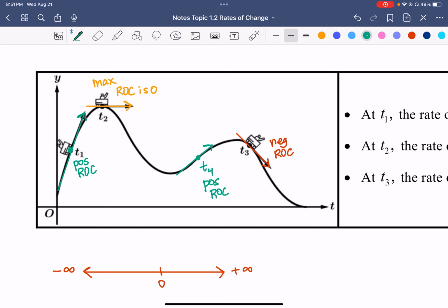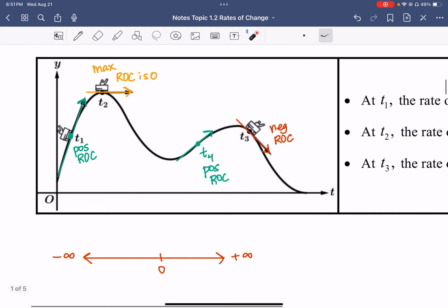So then how could I determine which one is more positive? Because I have this one that goes like this and this one that goes like that. In that instance, you would look at the steepness of the line. So whatever is the steepest means that that's your highest value, okay? And it could be the same thing for a negative.